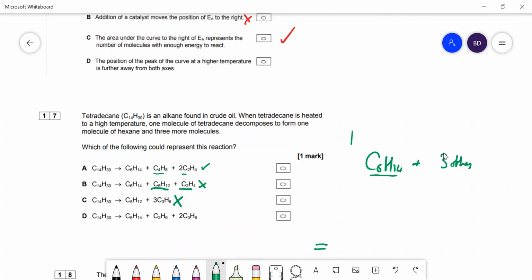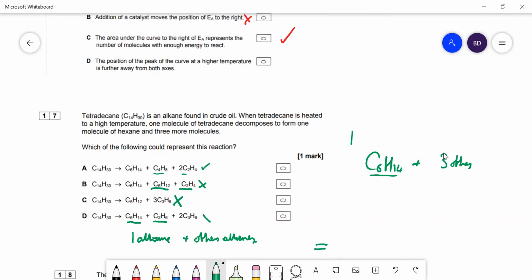Right. Now, D can't be right. I'll tell you why, without trying to balance it: in cracking, you always get 1 alkane and all the others are alkenes. So we've got hexane, which is an alkane there, but also we've got ethane, that's an alkane, that's impossible. So I think if you add the numbers up in D, it's not going to balance.